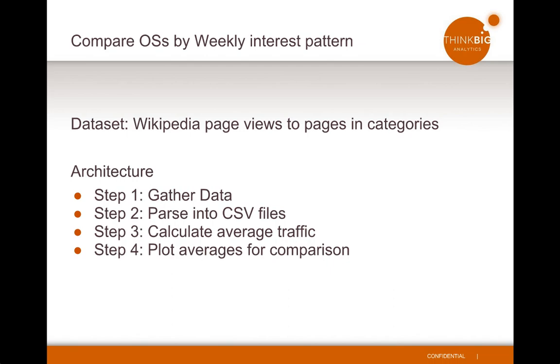And then for each category, I look at what is the average traffic to articles in that category by day of the week. So for example, I might say that articles in the Mac OS category tend to have 10,000 page views per day on Wednesdays.